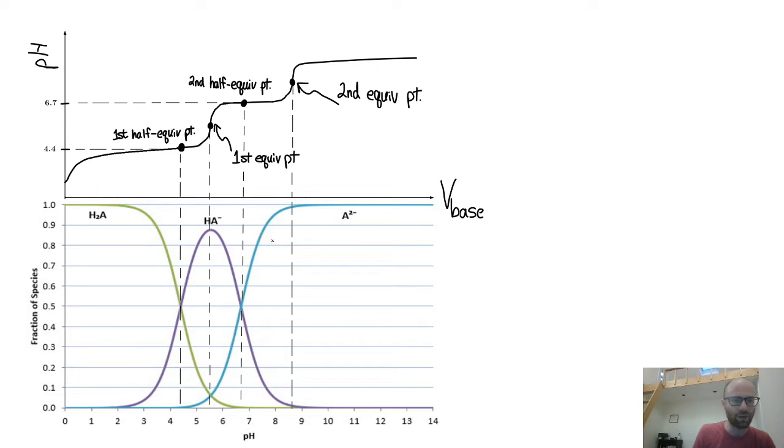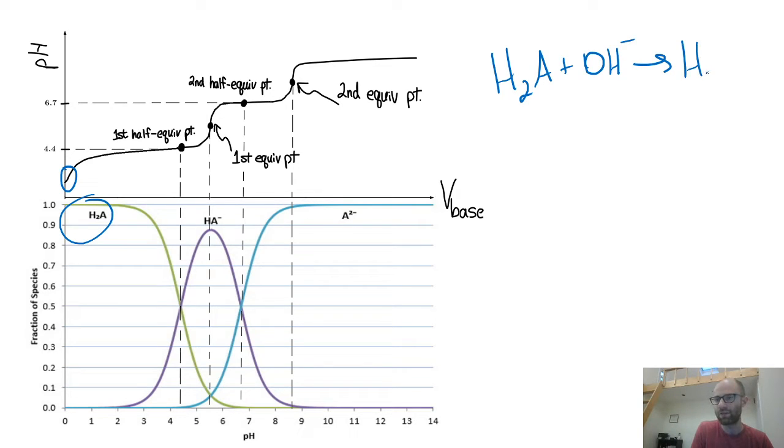The idea is that over here, before we've even started, our solution is predominantly H2A. As we add base, the H2A reacts with the added hydroxide of the strong base in a one-way reaction to make HA. So what we're going to see is the H2A fraction goes down and the HA fraction goes up until we reach our first equivalence point.